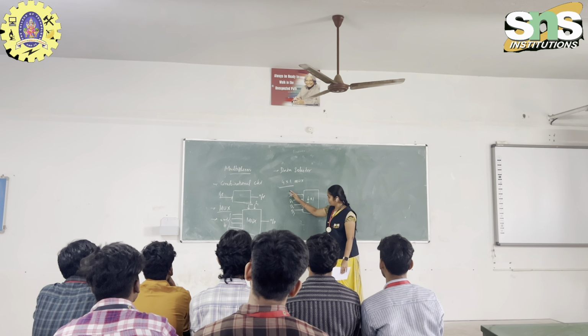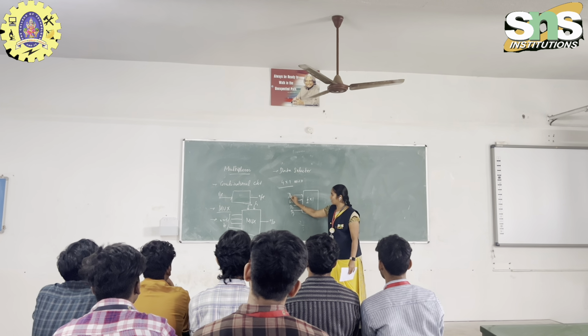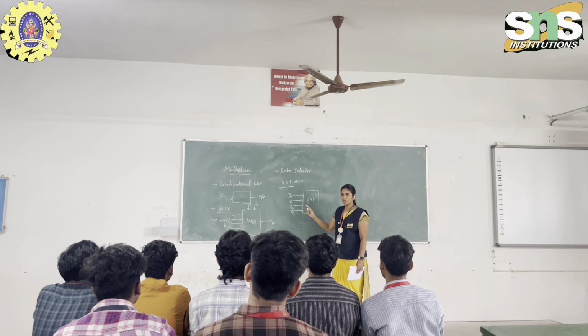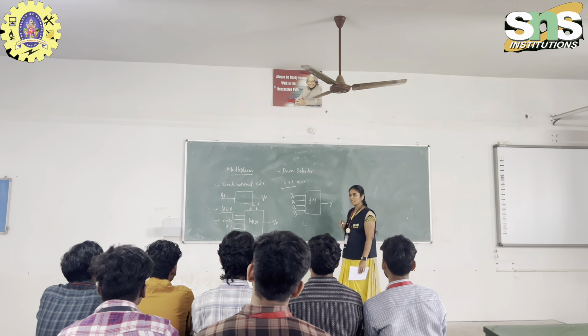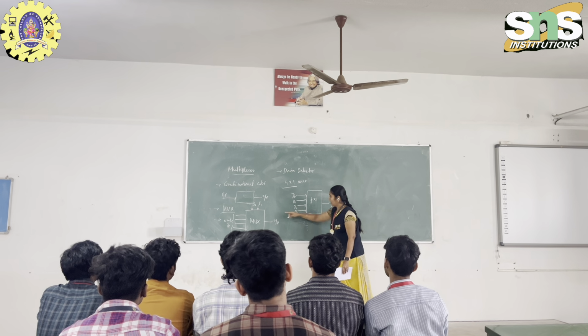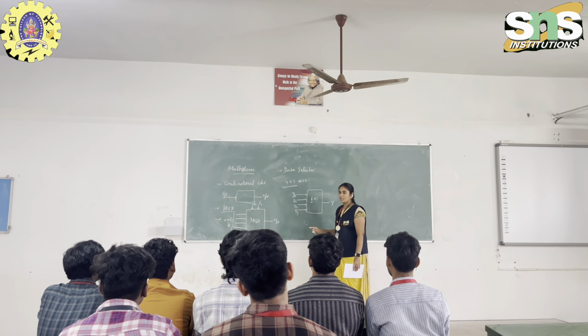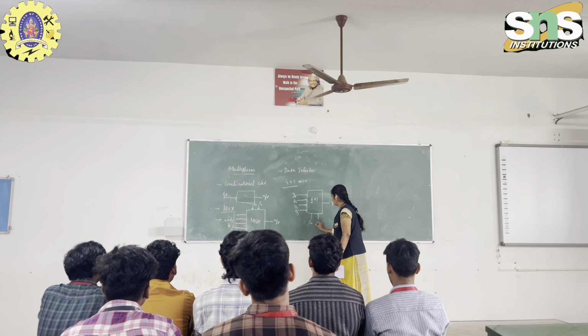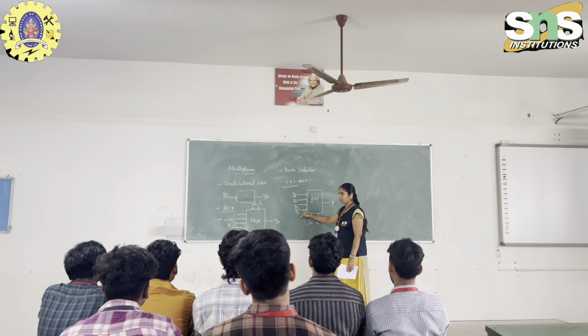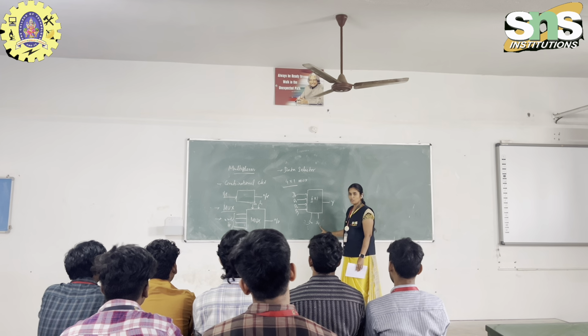For example, D stands for data: data 0 to data 3. But we have only one output, that is Y. Below that it has the selector switches, S0 and S1. For 4 inputs we have 2 selector switches.